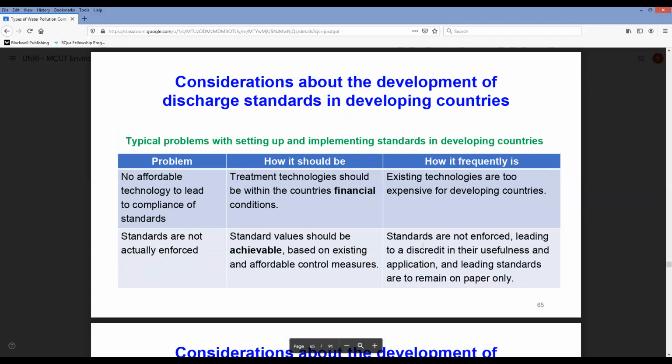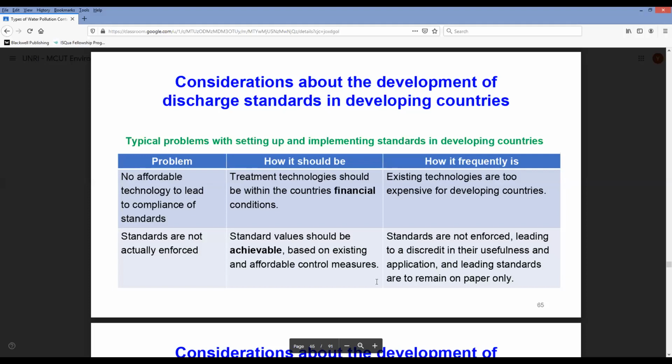Okay, and then the other problem is there is no affordable technology to lead to compliance with the standard. So it means sometimes in some developing countries, they don't have this type of technology, or this wastewater treatment technology is too expensive. The company cannot afford it. So if you set up a regulation or some technology requirement which is too ideal, then some companies are not able to follow.